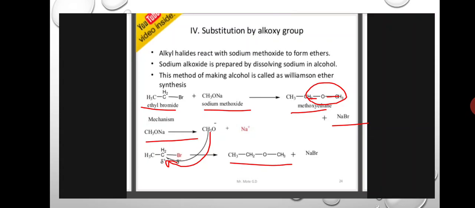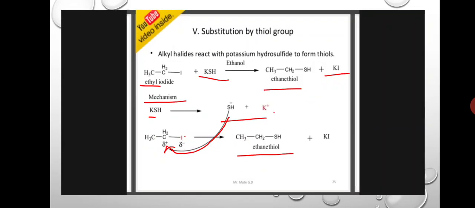Here the reaction is ethyl bromide reacting with sodium methoxide to form methoxyethane. Methoxyethane is an ether here. First, sodium methoxide dissociates into methoxide ion and Na plus. That methoxide ion will attack the alkyl halide carbon and form the ether, methoxyethane.